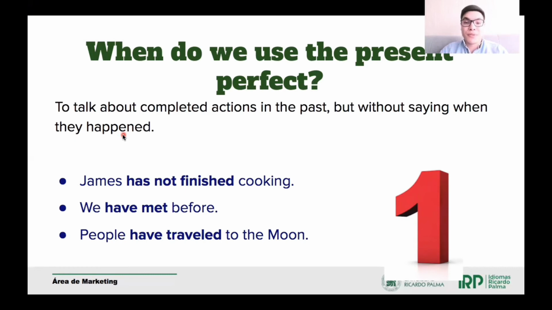So we're going to use the present perfect. For example, James has not finished cooking. We don't know when. We have met before. Probably. We have met before. We don't know when. We don't say when. And people have traveled to the moon. Excellent. We don't know when, or we didn't say when, so that's why we use present perfect.